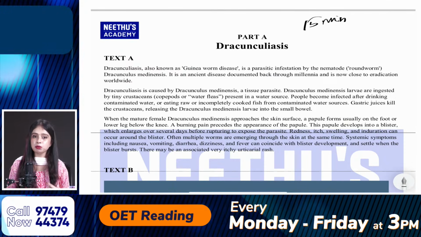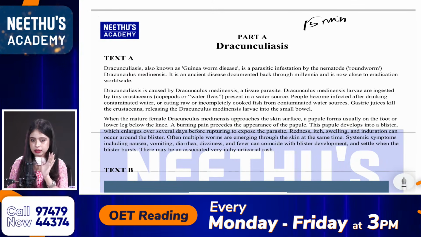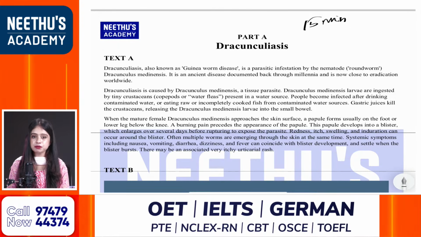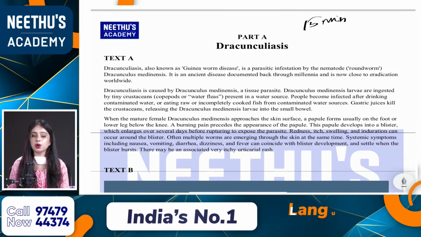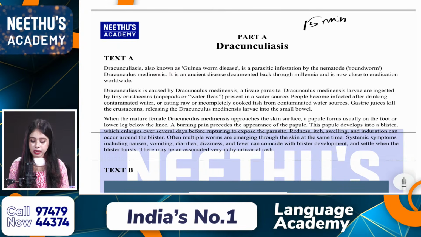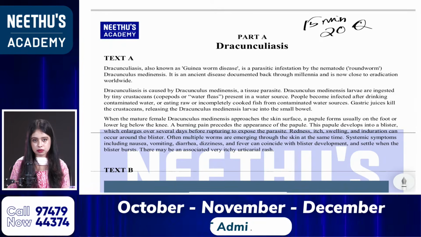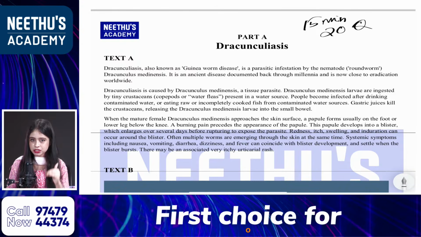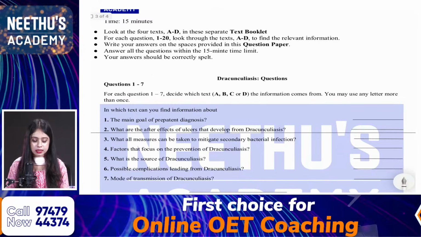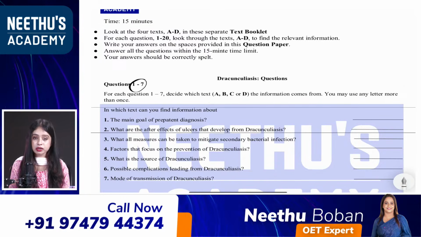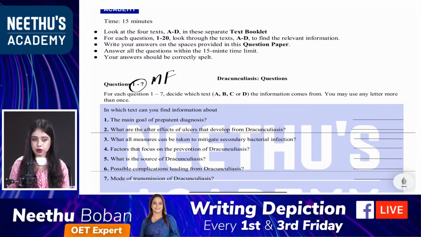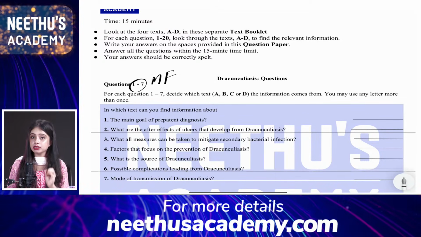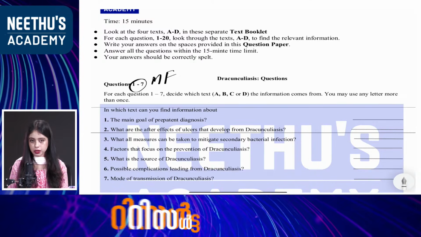Before knowing what reading is, we need to know the structure of reading. Part A is the first material in the reading module and we have 15 minutes to complete it. And what about the number of questions? As you guys said, we have 20 questions, categorized into 3 different sections. The first is 1 to 7, match the following. You can read the question, underline the keywords, and find out from which text you got the answer.